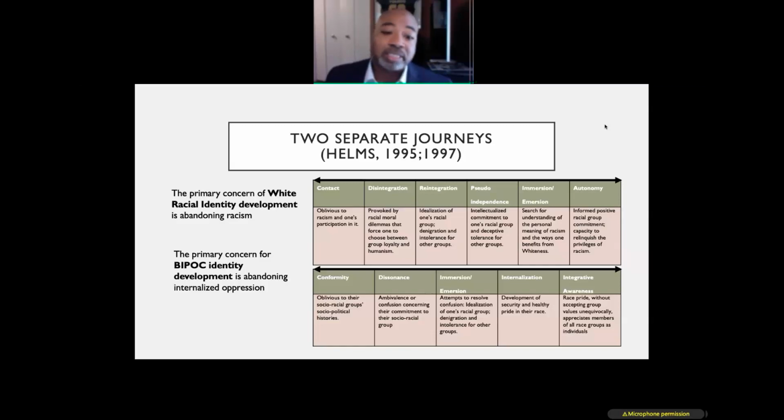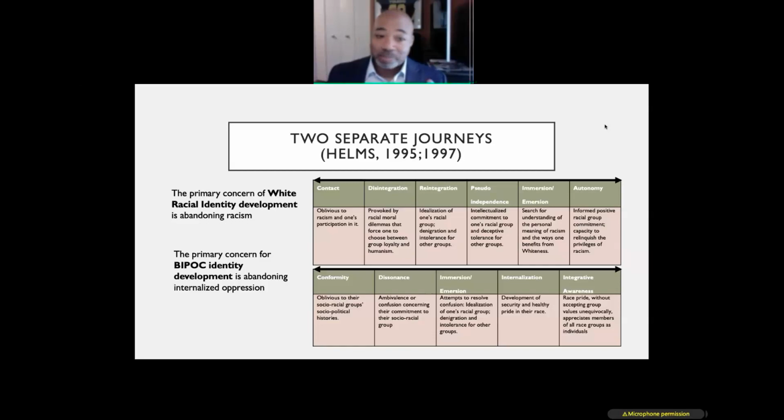One of the other things that you'll notice is that both for people of color and for white folks, in the preliminary stages, contact or conformity, it's essentially the same concept. In the beginning, our racial identity is informed by the fact that we're oblivious to racism or how we might participate in it. And then for both groups, the goal is that we would evolve to the final stage, whether it's autonomy or integrative awareness, where we have developed not only a pride in our own race, but also a willingness and capacity to respect and admire others and to be of service, to challenge racism and other forms of oppression.